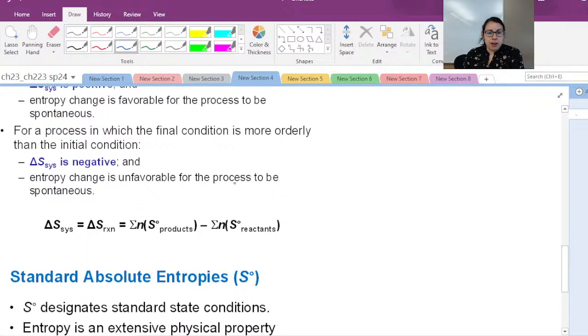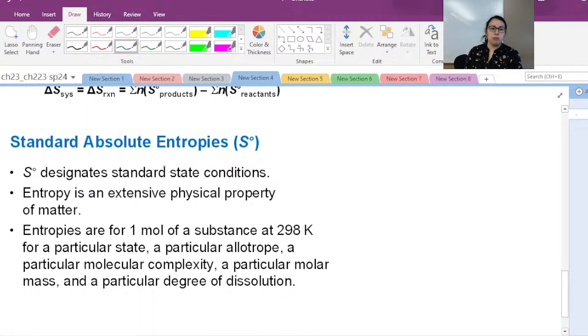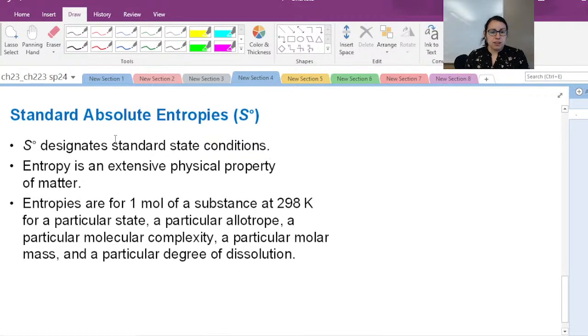And so, how can we figure out what conditions those are? Well, that's where we're slowly marching to. To get there, we have our standard absolute entropies to help us. Our little circle here indicates standard state conditions. So, standard state, extensive physical property, so it depends on amount. And entropies are for 1 mole of substance at, again, 298 Kelvin, so 25 degrees Celsius, for a particular state, allotrope. And so we can see what that means. But you remember allotropes. So what are allotropes again?